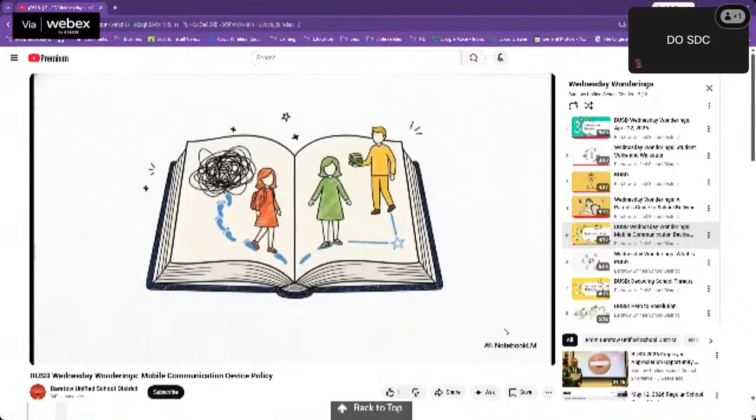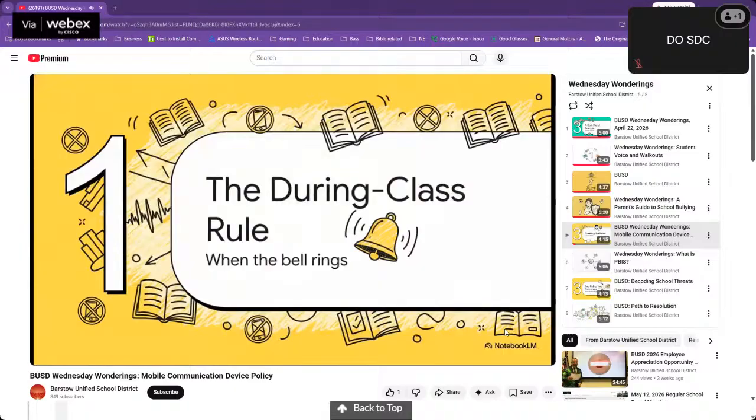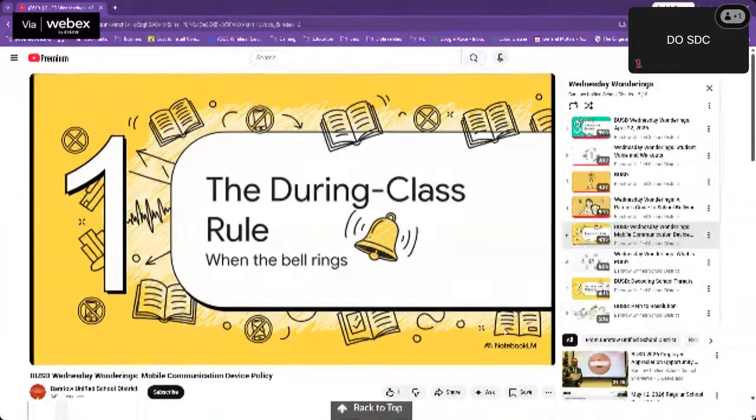Find that balance. So we're going to walk through the official rules step by step. The goal here is to make sure everyone, from students to parents to the staff, is on the same page. All right, let's dive into the most important part, the one everyone really wants to know about. What happens during class time? This is really the core of the whole policy.